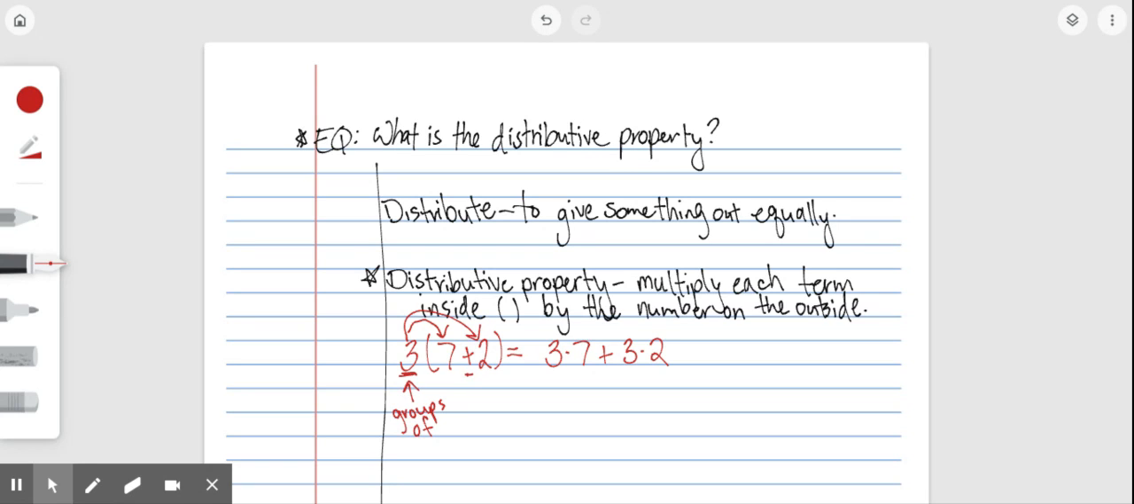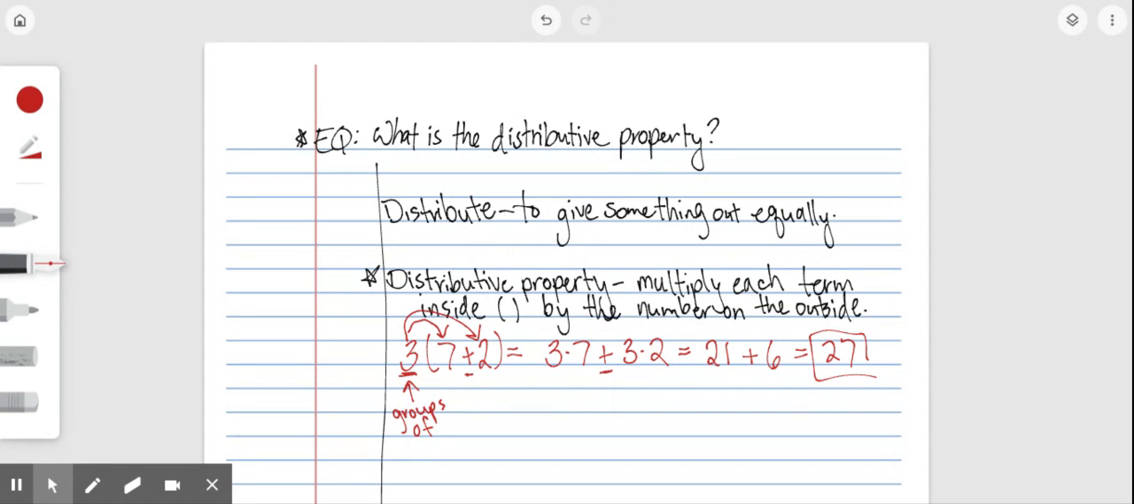Then I simplify it by doing 3 times 7 is 21. And because there's an addition sign, 3 times 2 is 6. So 21 plus 6 is 27, which is exactly what we would have gotten if we had added the numbers on the inside together first and then multiplied by 3.